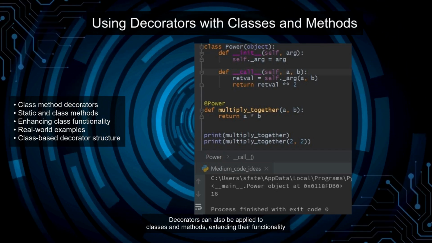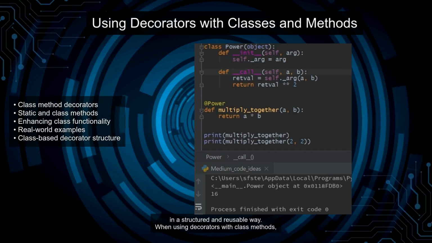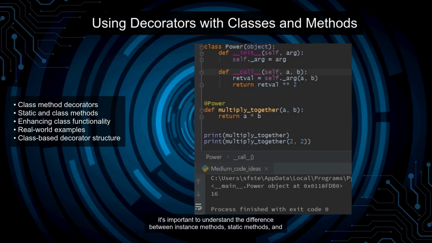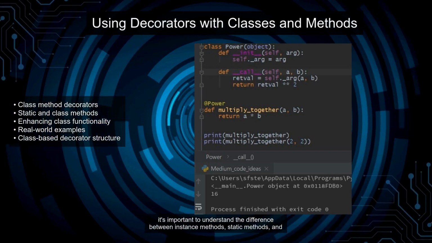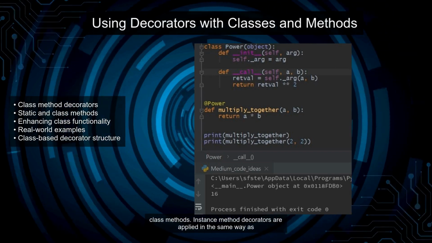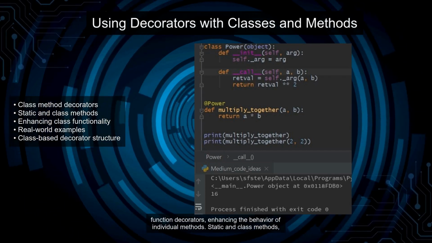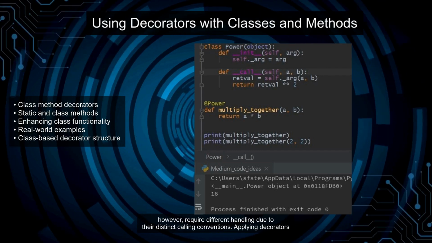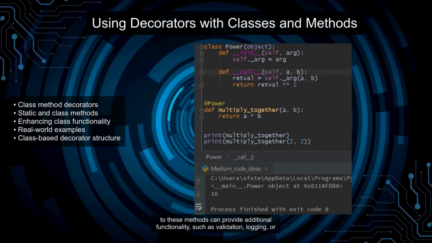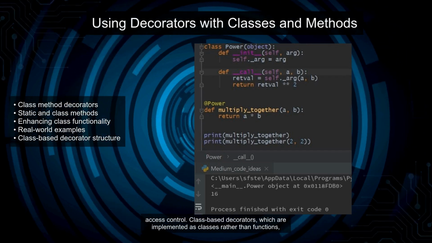Decorators can also be applied to classes and methods, extending their functionality in a structured and reusable way. When using decorators with class methods, it's important to understand the difference between instance methods, static methods, and class methods. Instance method decorators are applied in the same way as function decorators, enhancing the behavior of individual methods. Static and class methods, however, require different handling due to their distinct calling conventions. Applying decorators to these methods can provide additional functionality, such as validation, logging, or access control.